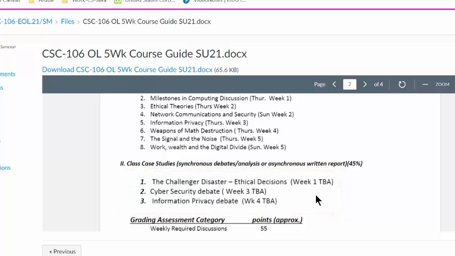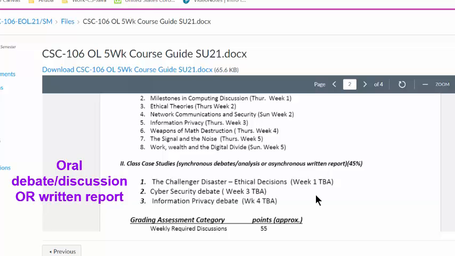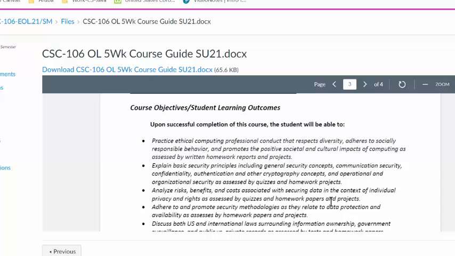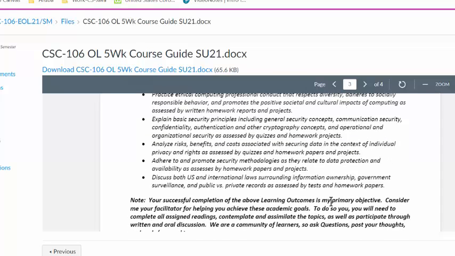Now, if you're unable to join us during the scheduled times for the debates and discussions, you will be able to instead write a written report. So our first ethical decisions debate will have to do with the Challenger disaster, and you'll find a write-up about that in Chapter 9 of the Ethics for an Information Age textbook that also includes the ACM's Code of Ethics. And the course outcomes are listed here as well.